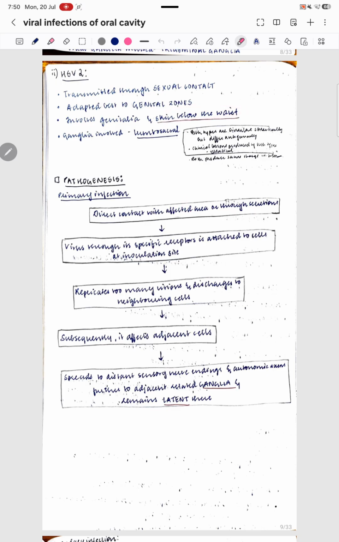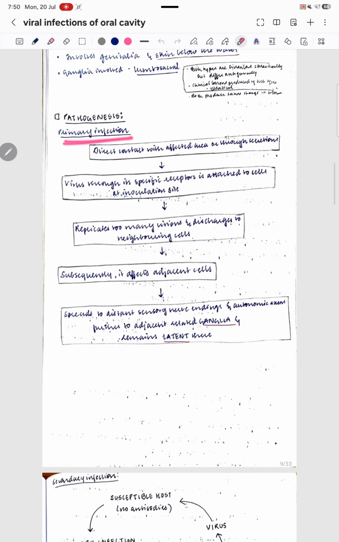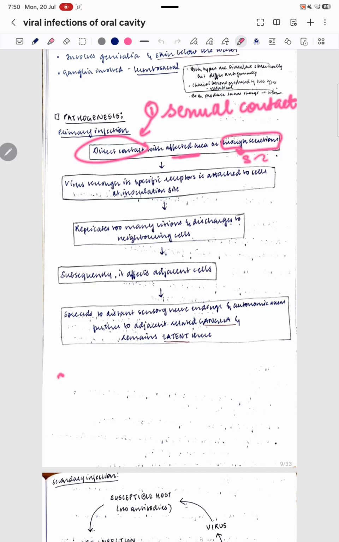Okay, and then coming to the pathogenesis, how it primarily infects is through direct contact with the affected area or through secretions. So direct contact is your sexual contact. Okay, so one way that it can be transmitted is sexual contact. Then the second way is contact with the affected area or through secretions. As we discussed earlier, saliva is an example of that secretion.